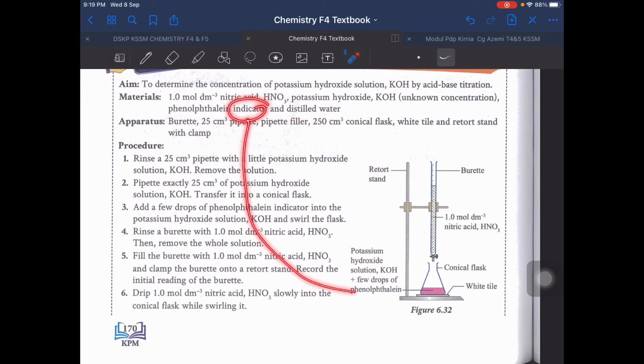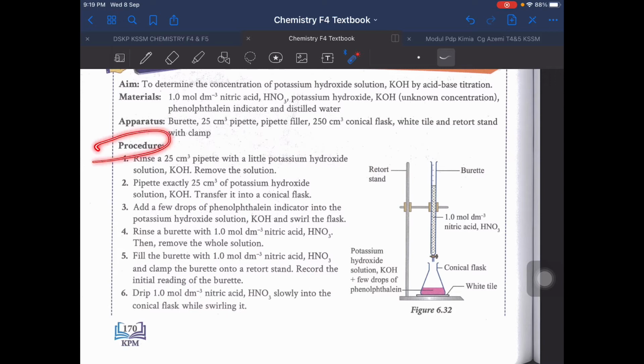Indicator mesti ditambah. Kenapa? Kalau tiada indicator, you will not know that habis sudahkah kita punya tindak balas. Boleh sudah kita stop like that. You need to have phenolphthalein indicator. Kalau tidak, you will not have this alkali changes to pink. Kalau dia tidak berubah jadi pink, dia masih lagi colorless. Ini pun colorless, kasih drop di dalam, mana nampak perubahan. So, you need the phenolphthalein as an indicator, sebagai penentu dia.